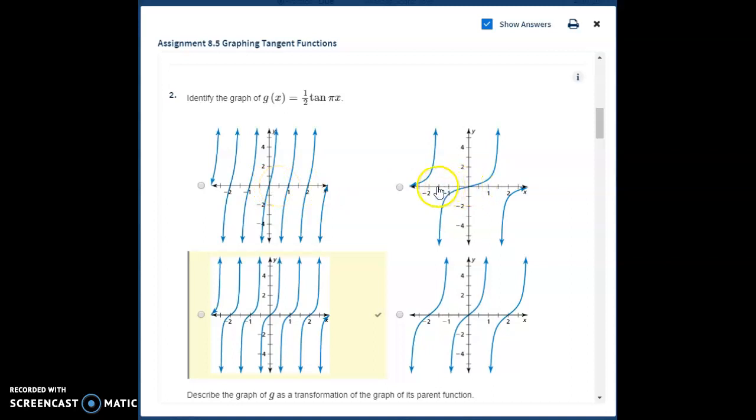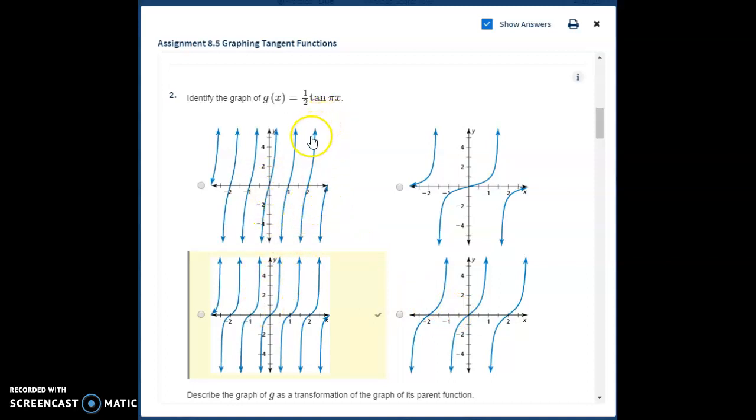This one goes from like negative 1 to positive 1 point something, so it's not this one. This one goes from negative 0.5 to 0.5, so that one might be a possibility. And this one is way too stretched out, so it goes from negative 1 to positive 1, so that's 2 units, not 1 unit, or 4 units, 2 units. So it's going to be one of these two.